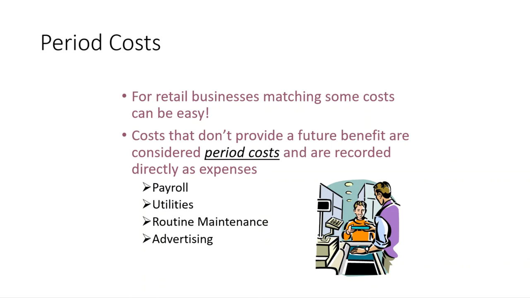Recall, the definition of an asset was something that was going to provide a future economic benefit. The salary we pay to the person working the cash register in our store, that's not going to generate revenues tomorrow or next week or the next month. The utilities we're using to light our store, to run the register, that's not going to generate any revenues next month or down the road. Routine maintenance, the same story. So costs that don't provide a future economic benefit are considered period costs, and we record them as expenses today.